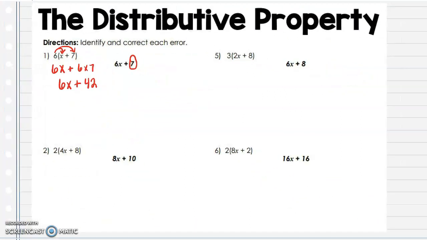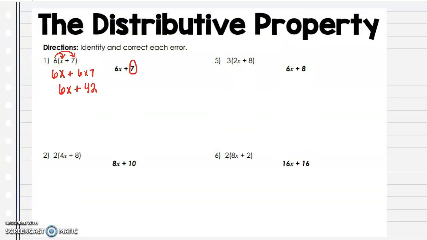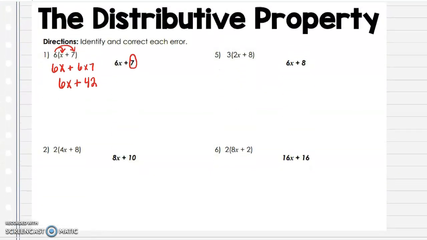So what I want you to do now, we have, let's see, 8 problems on this practice page. I want you to pause the video and let's give about 10 minutes to find the errors for each one of these. Make sure you're showing your work, showing your thinking, so that whenever I look at them when I get back to school, I can tell your work process, and if there's any mistakes, I can catch them, okay? So pause the video for about 10 minutes and let's work on that.